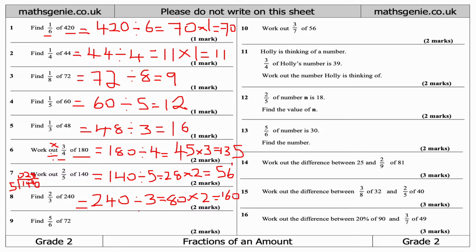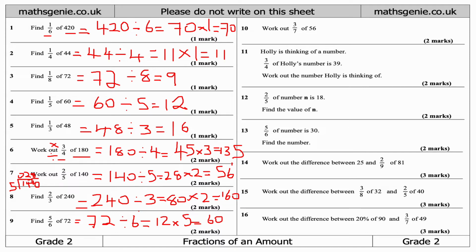Question number 9, find 5/6 of 72. Again, divide by the denominator, times by the numerator. 72 divided by 6 is 12. 12 multiplied by 5 is 60, guys. It is equal to 60 for that one.